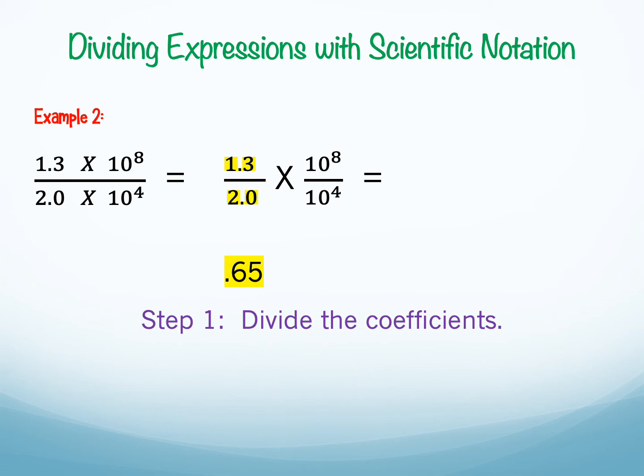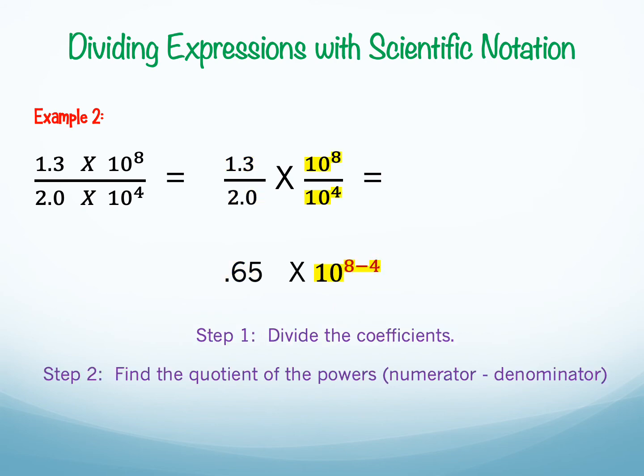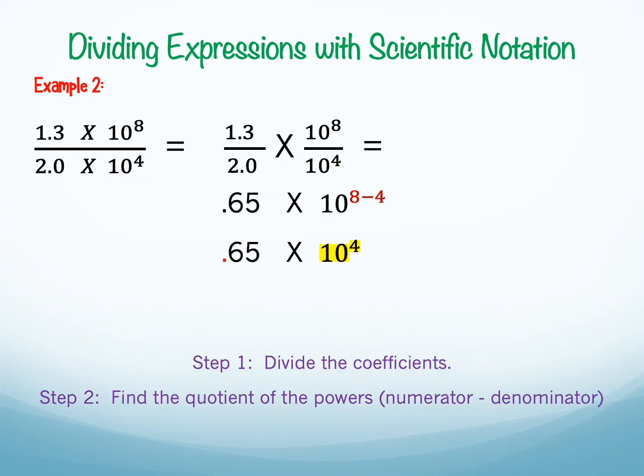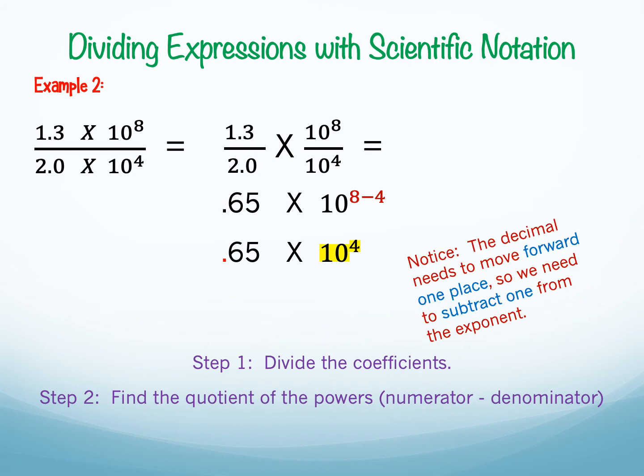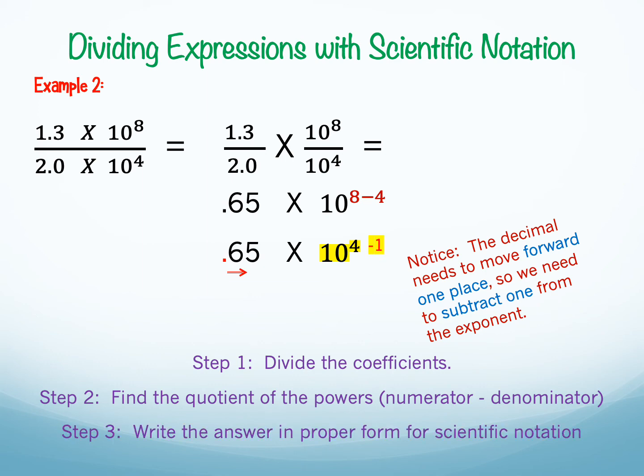Next, we're going to divide the base 10 numbers. Because they have the same base, we can subtract the exponents, numerator exponent minus denominator exponent, and we get 0.65 times 10 to the 4th power. Notice that our answer is not in proper form. The decimal needs to move forward one place, so we need to subtract 1 from the exponent. When we do that and write it in proper form, we get 6.5 times 10 to the 3rd power.